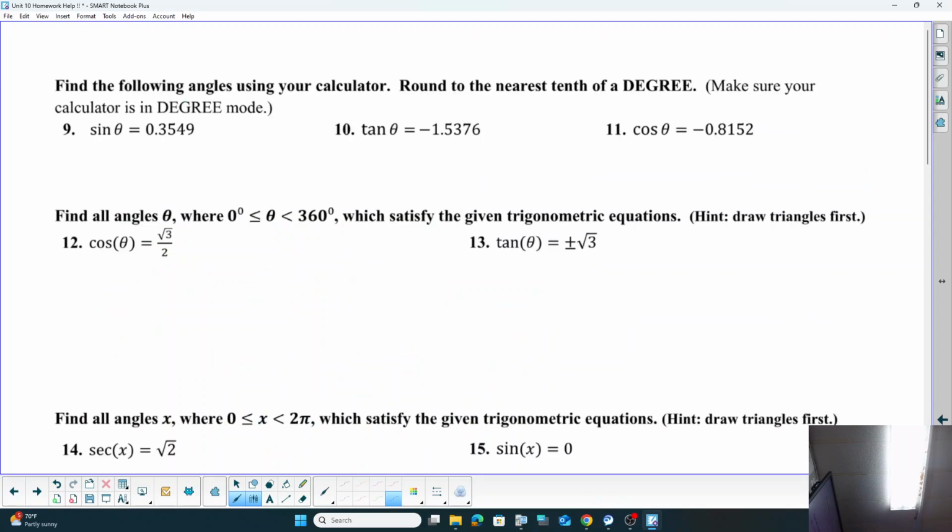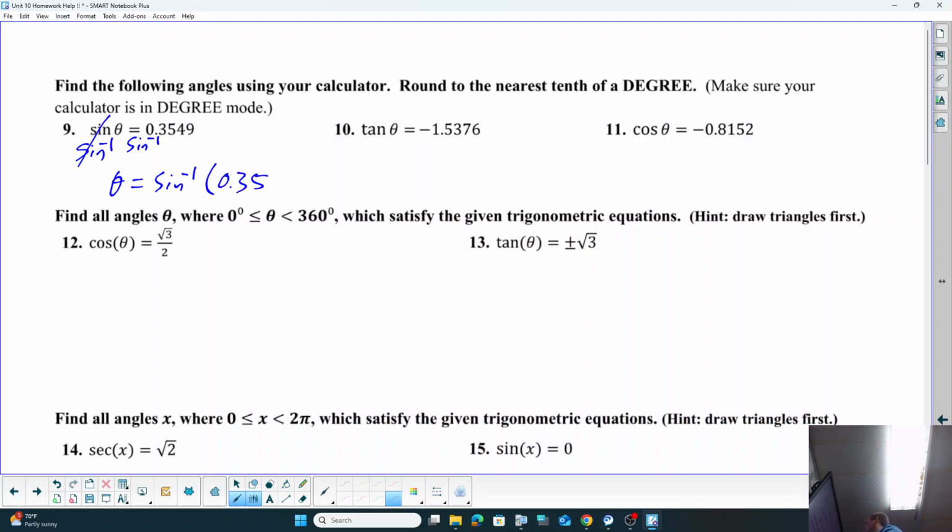Okay, look at the next page. Find the following angles using your calculator. Round to the nearest 10th degree. Make sure your calculator is in degrees. So this is where you just inverse sine, cosine, tangent to the other side. How do we undo sine? We inverse sine, but if you do it to one side, you have to do it to the other side.